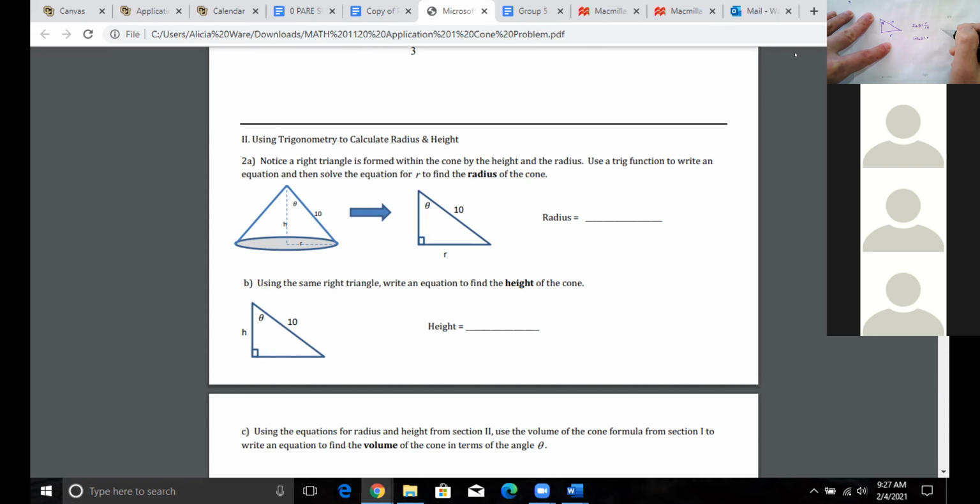And that's it. Okay. I didn't know if you wanted us to solve it fully. Yeah, that's all you need to do. You find r in terms of theta. That's good enough. And then you just do the same thing for h in the next one. Yes, yes. Okay, thank you.